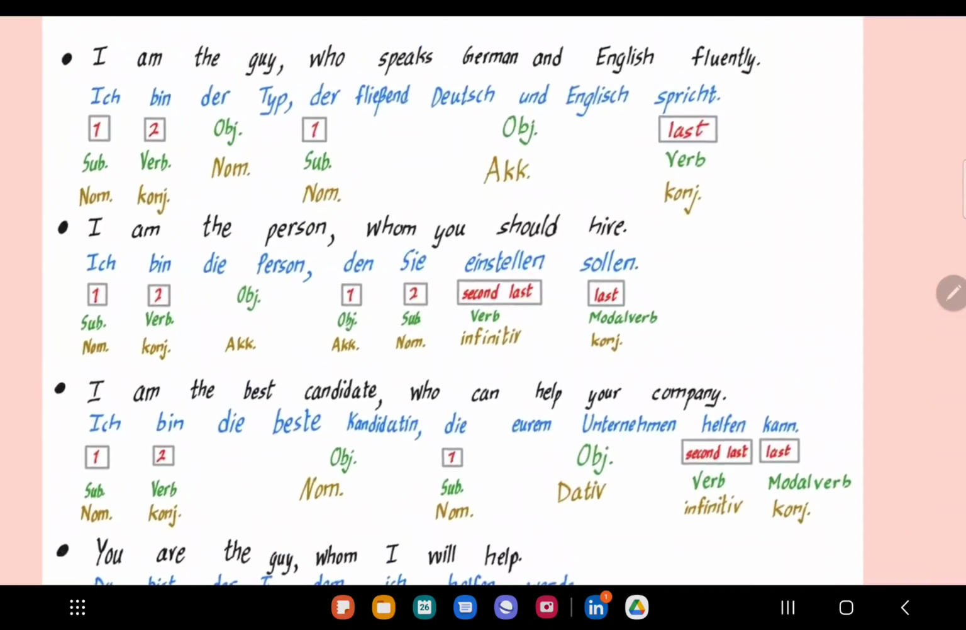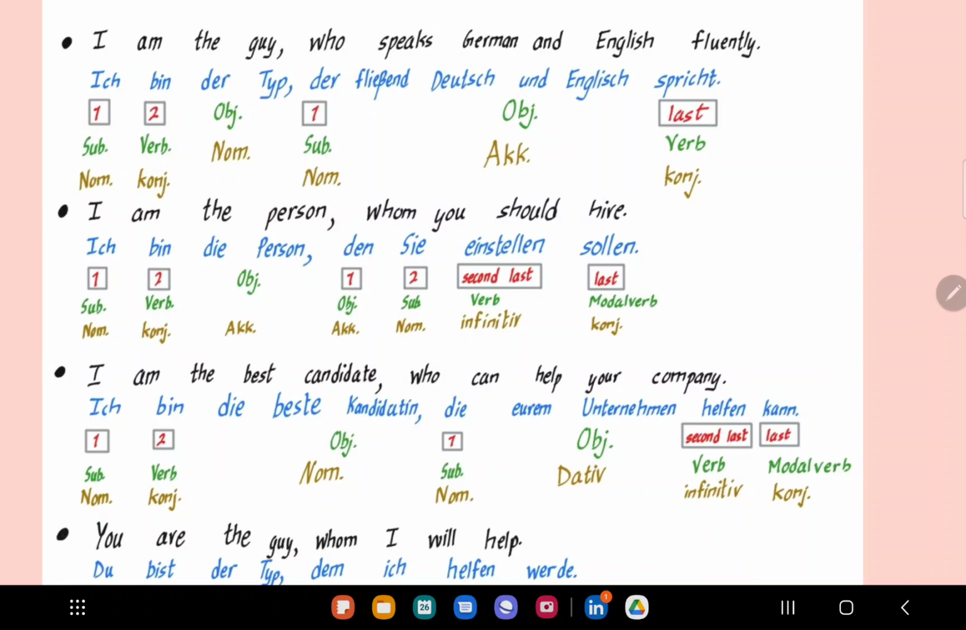So I am the guy who speaks German and English fluently. Ich bin der Typ. Okay. Here, whenever you are using sein, object and subject, they both are in nominative case. So der Typ, der fließend Deutsch und Englisch spricht. So who is now the subject? It is in our nominative, so der, right? If, let's say, you want to say I am the woman who speaks German and English fluently, you will say ich bin die Frau, die fließend Deutsch und Englisch spricht.